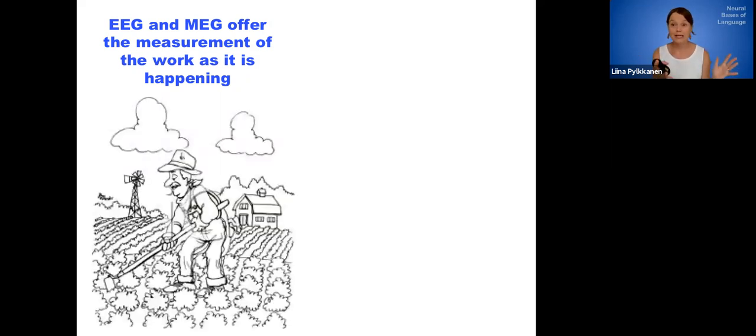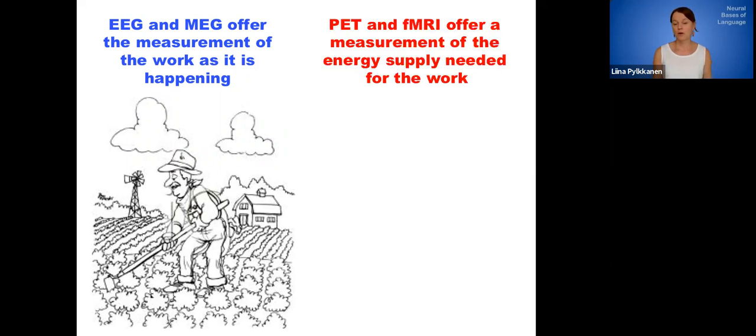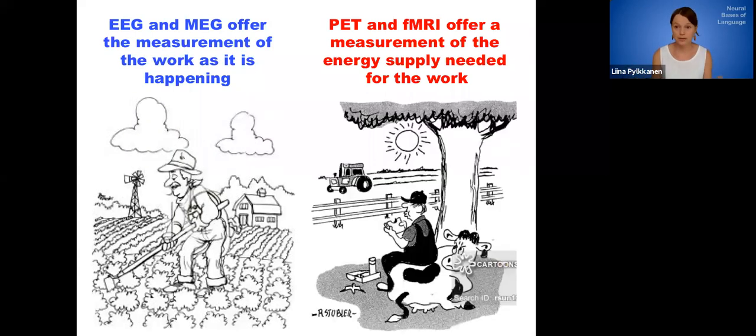And here's one way to kind of remember it. The electricity-based methods, so that's EEG and MEG, offer a measurement of the work as it's happening. So imagine taking a video of a farmer while they're working. Whereas the blood-based methods, so PET and fMRI, offer a measurement of the energy supply needed for the work. So imagine then taking video of the farmer eating their lunch, and if they're having a really big lunch, you assume, oh, they must have worked really hard.